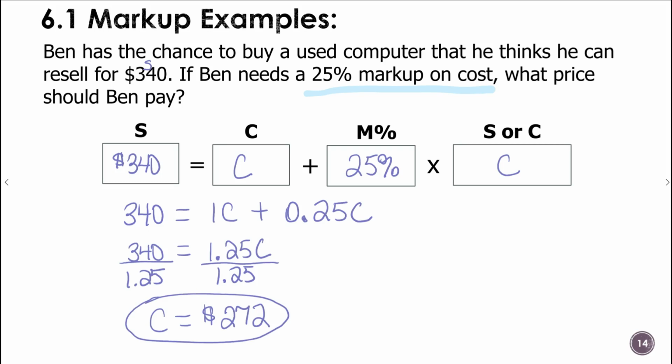All right. So you see there's all kinds of different ways we might have to solve, and where we place our variables, what we know. Every single time you just have to identify the parts and get them in the formula and go from there.